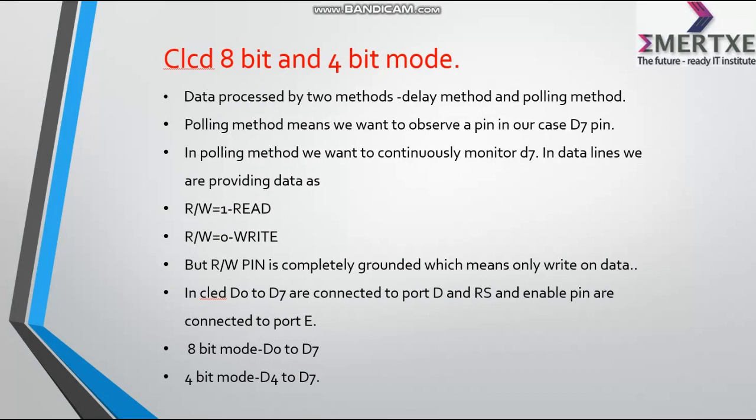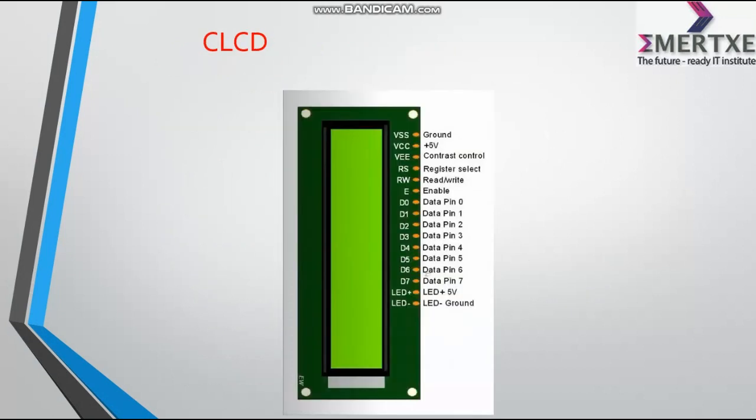In the CLCD display, D0 to D7 are connected to port D, and the RS and enable pins are connected to port E. In 8-bit CLCD display, the data pins are from D0 to D7. In 4-bit mode, there are D4 to D7 data pins. This is the CLCD display as shown in the figure. D0 to D7 are data pins. RW is known as the read or write pin and E is known as the enable pin.